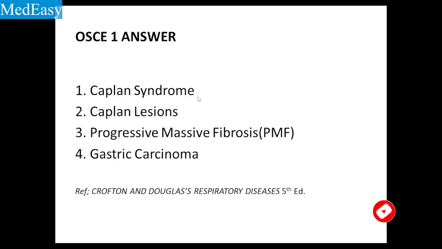First is Caplan syndrome. Number 2, these lesions are called Caplan lesions. The most serious complication this patient can develop is progressive massive fibrosis, and they are at risk for gastric carcinoma. So in this way we have to answer, and the answer should be from any standard book we are reading.